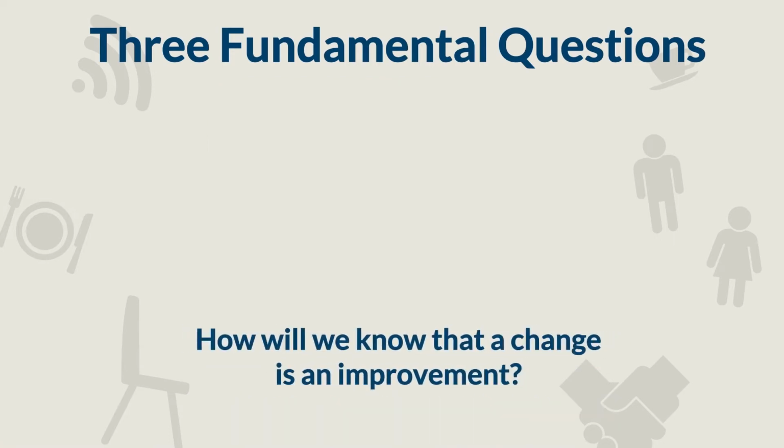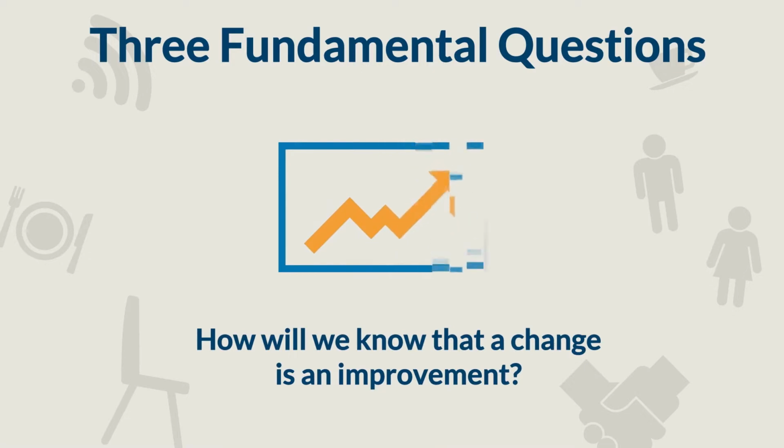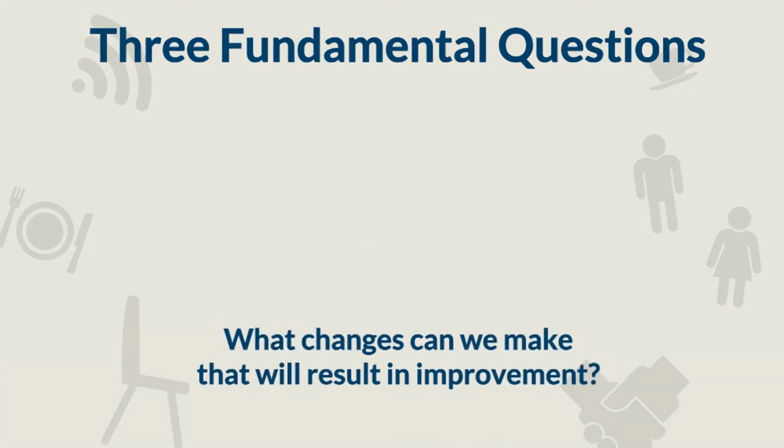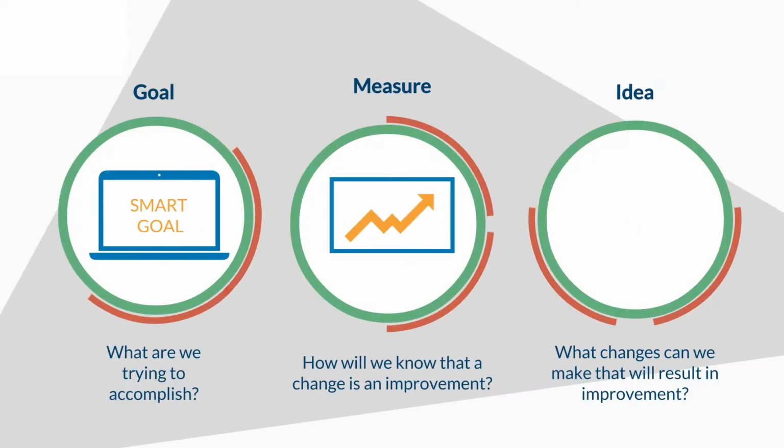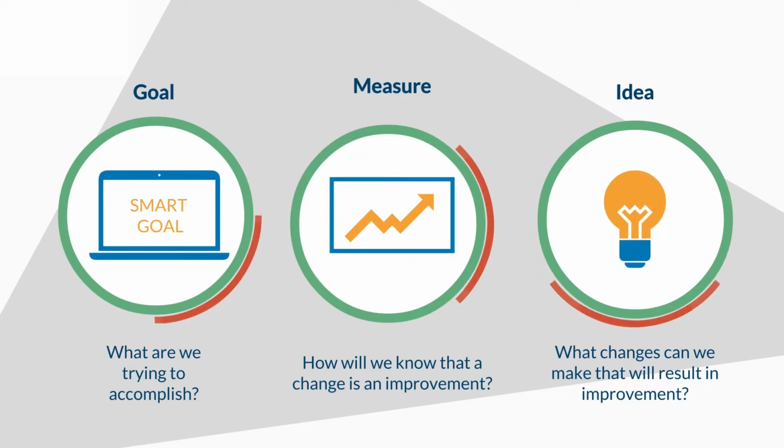How will we know that the change is an improvement? This is about measurement. Collect measurements before, which is the baseline data, and after the test, to ensure you can tell if there's been a positive change. What changes can we make that will result in improvement? This is where you and your team come up with as many ideas as you can. Once you know what you're trying to achieve, how will you know whether the test has been successful or not, and what your team thinks can be done about it?